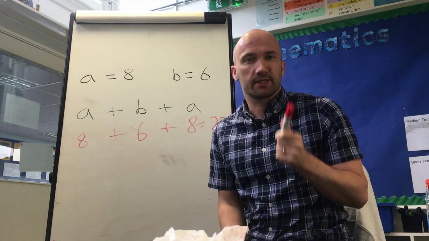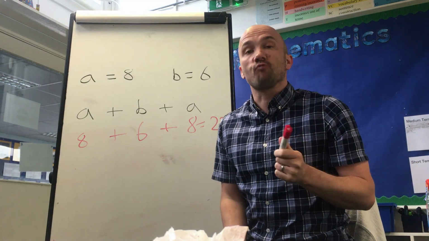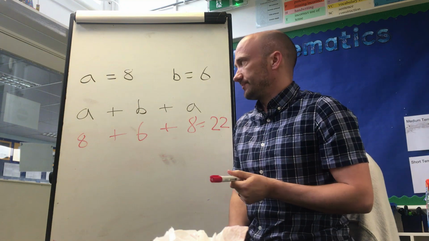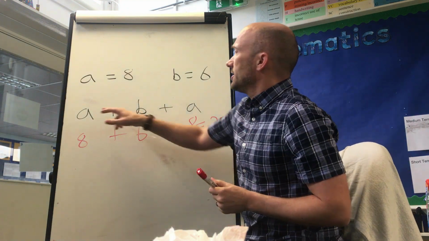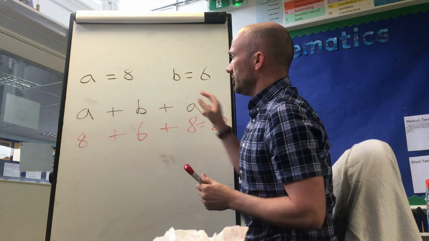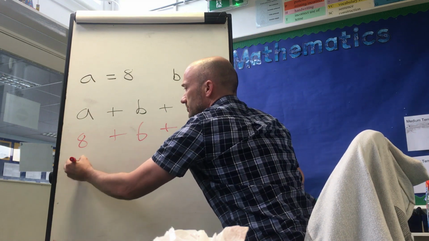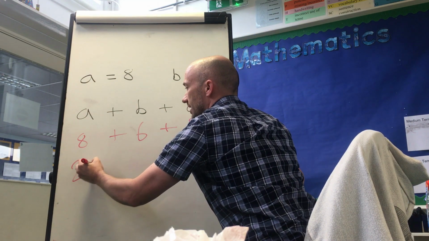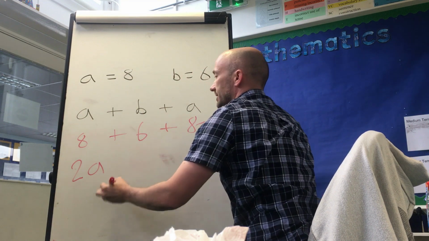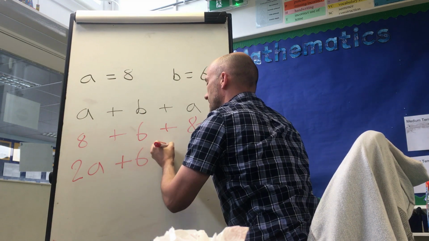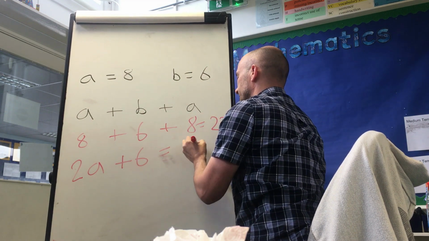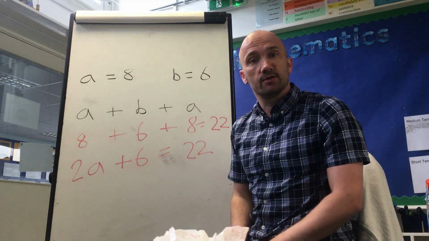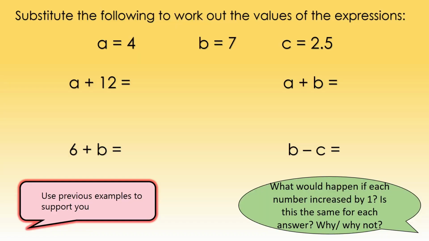I did also ask, how else could you write this calculation as an equation? The way we could do it is that we've got two a's of the same value, so we can put those together. That's just the same as saying 2 times a. 2 times 8 is 16, add 6, and it still gives us the same answer, which is 22. Hopefully you understood that and it all makes sense.